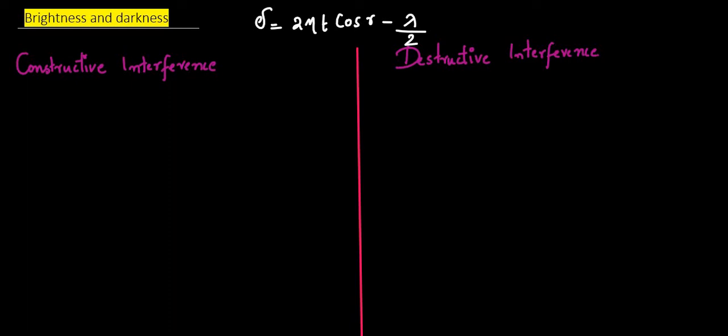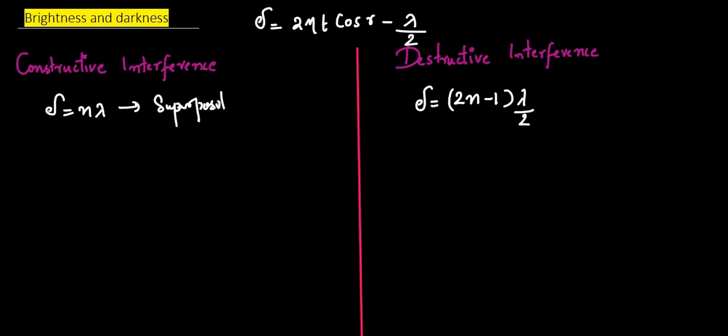And from the superposition principle, when delta equals n lambda, we have constructive interference. Now we have the equation for destructive interference, that is delta equal to 2n minus 1 lambda by 2. These are the general equations from the superposition principle, and here we have the equation we derived from the figure. Now we are going to equate.